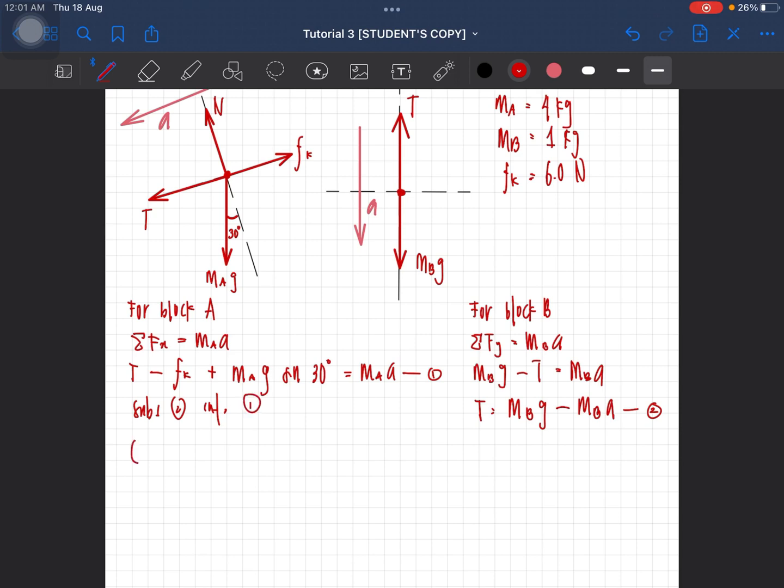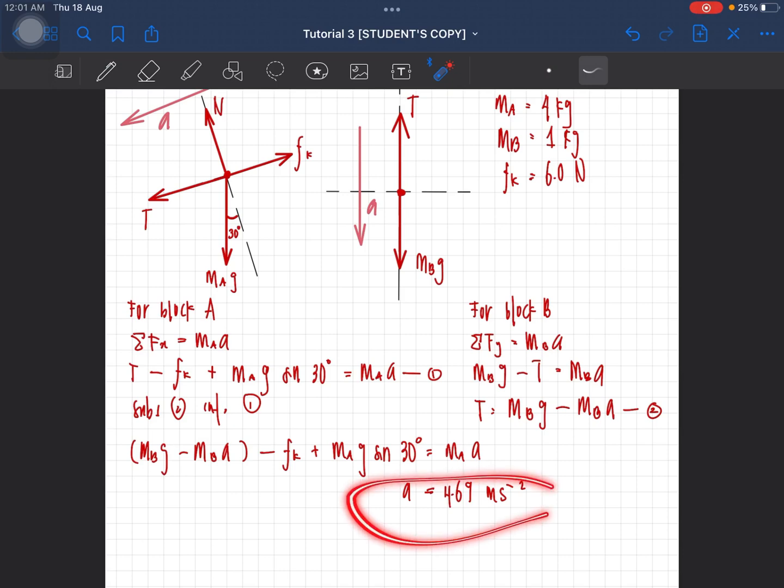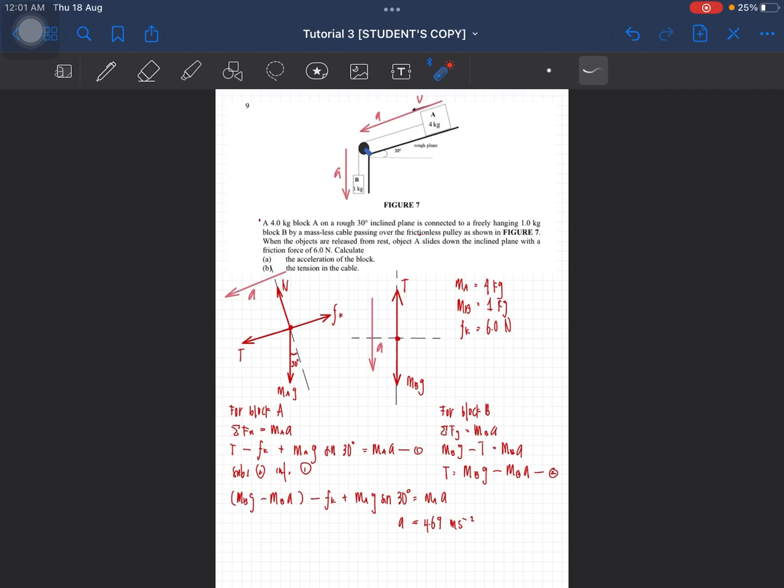So now it is mbg minus mba minus Fk plus mag sine 30 degree equal to maa. Okay, so kalau kamu solve that, you should get the acceleration to be equal to 4.69 meter per second square. Make sure jangan terus letak begini ya, kamu substitute to mb itu berapa, Fk itu berapa, ini semua ni berapa supaya dapat markah untuk solution. And then this one kamu punya final answer lah. Itu je kah? Belum lagi pula.